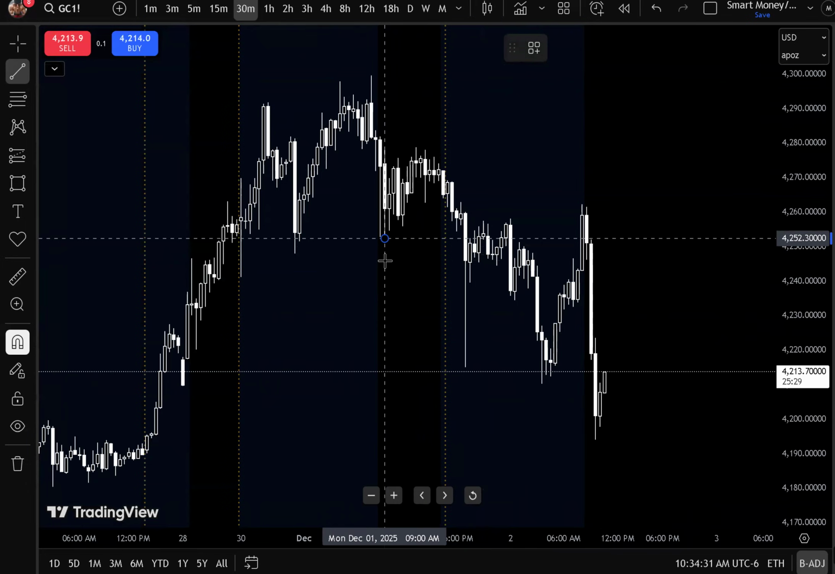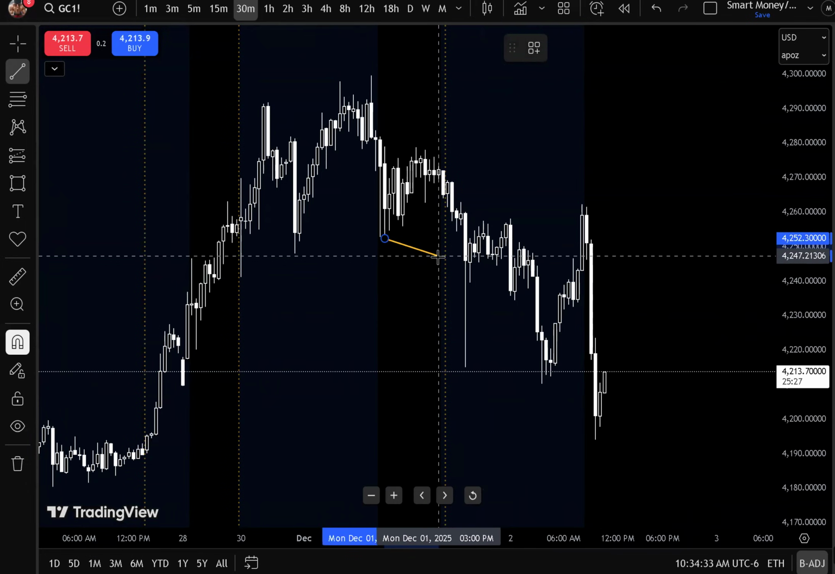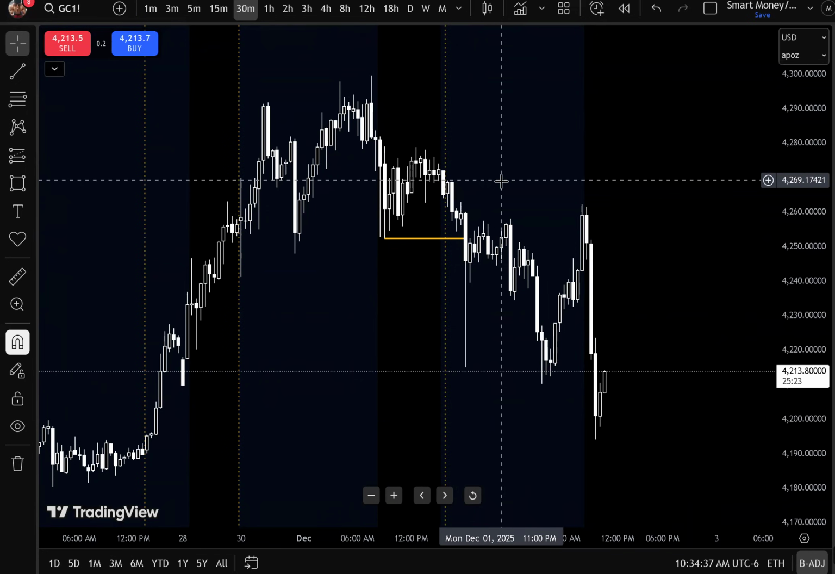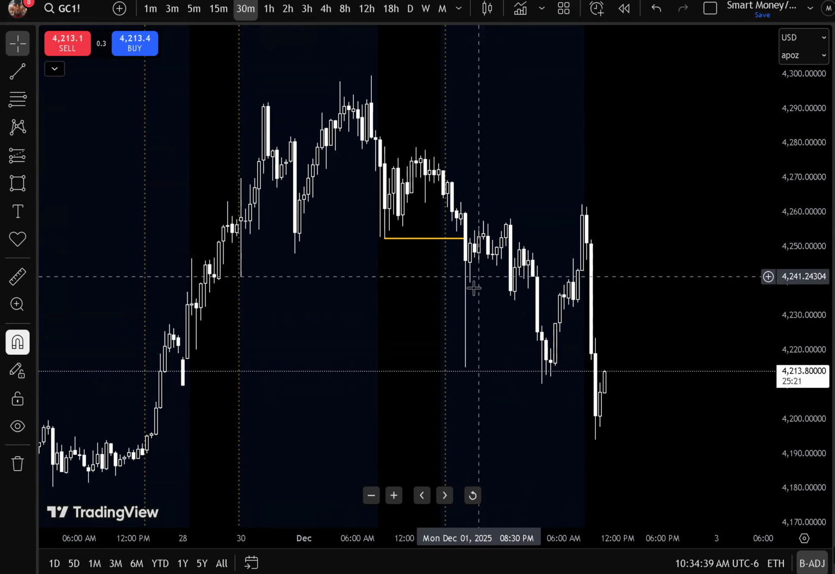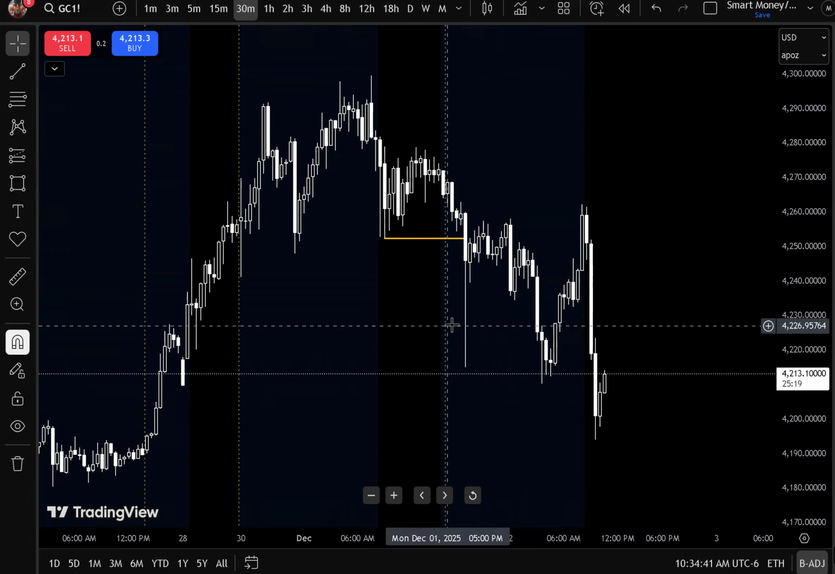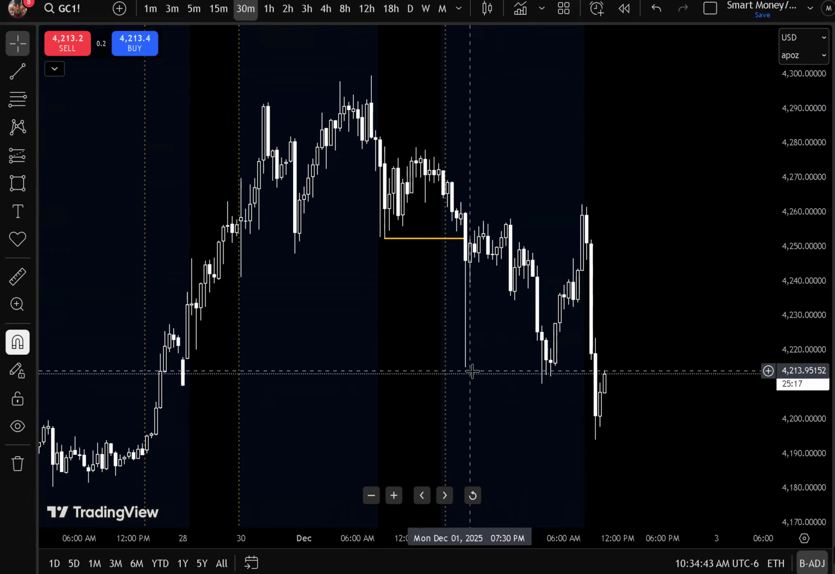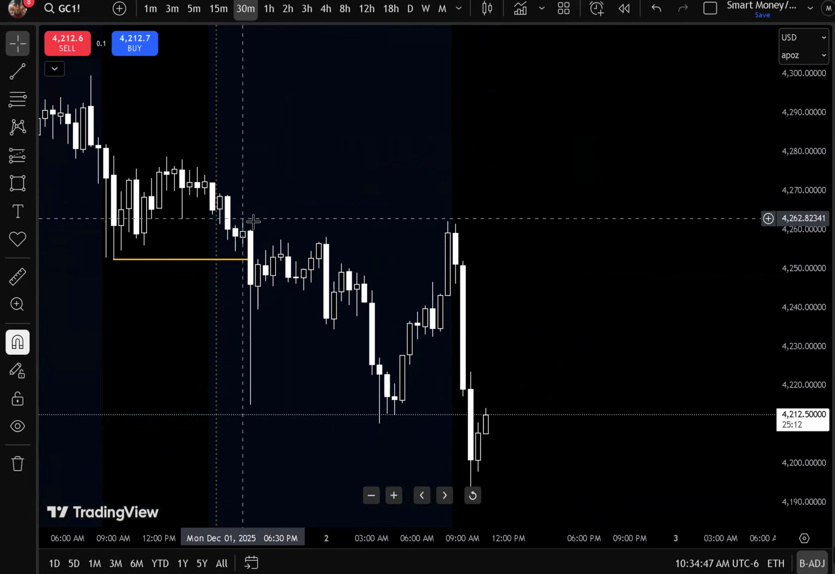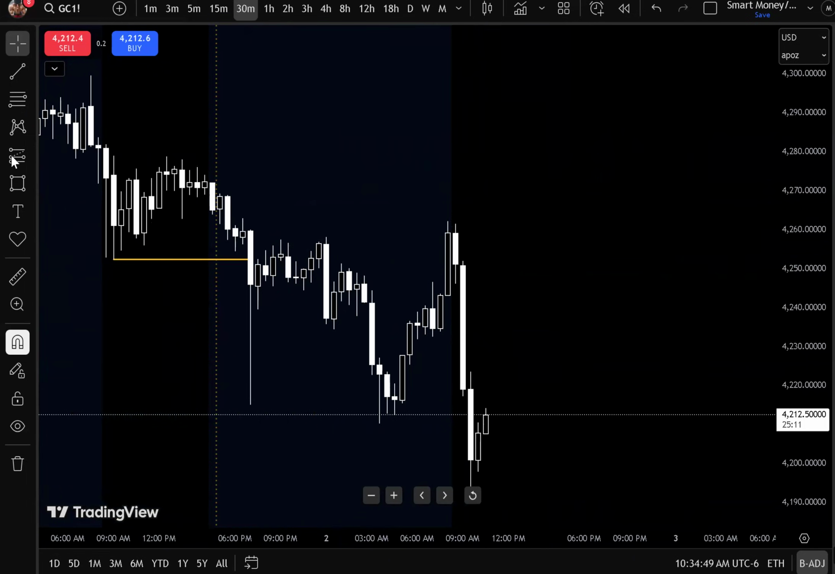So we had indication here. All right. Now we came down with this big old long wick. All right. But then look what happened. We came back up. Look, order block, fair value, right up in here.